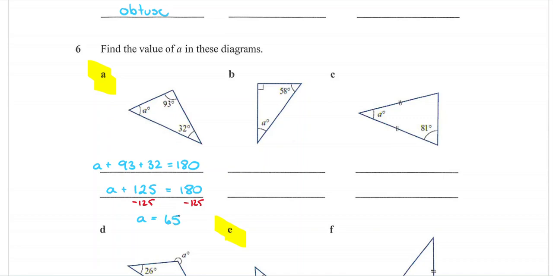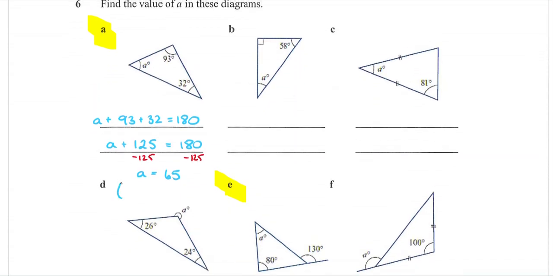It didn't say to give a reason, but what would my reason be? Because we should practice that. Angle sum triangle equals 180. Because, oh yes, thank you. Okay, sorry.